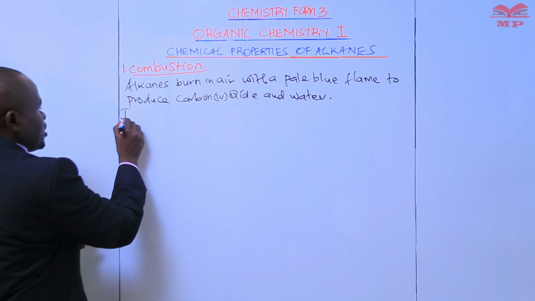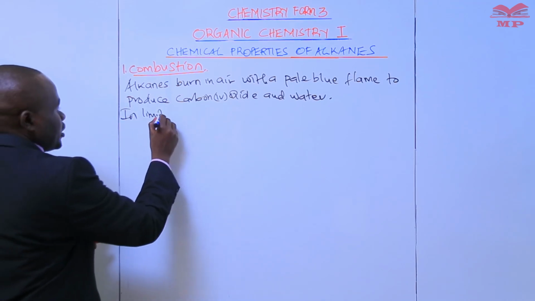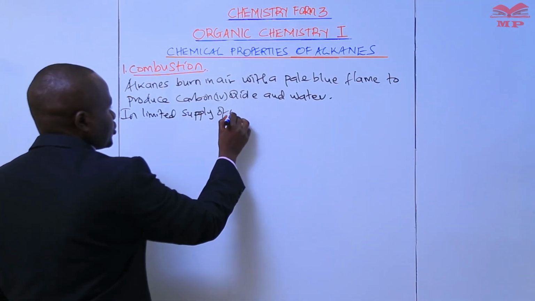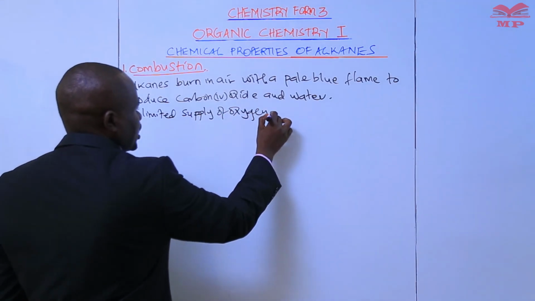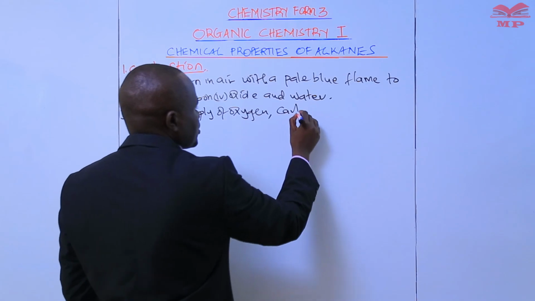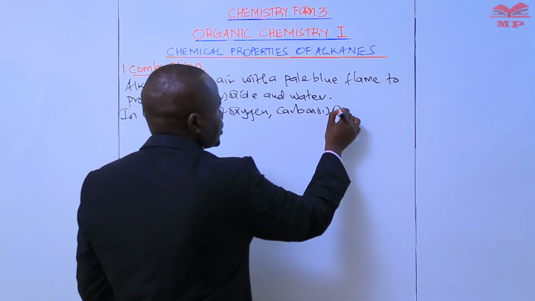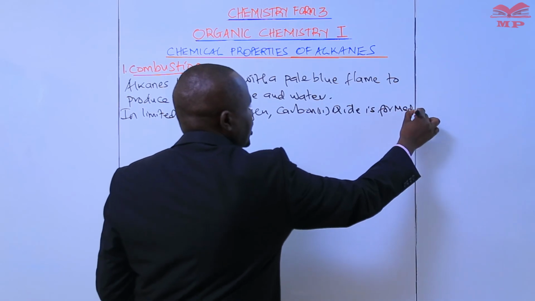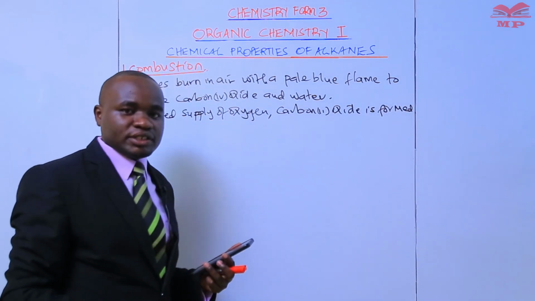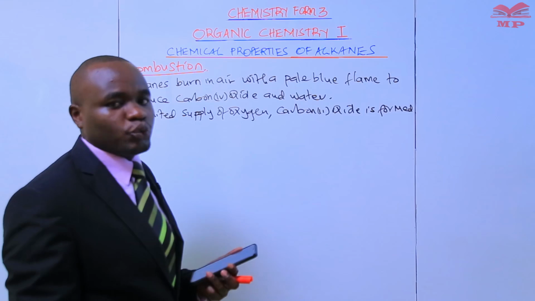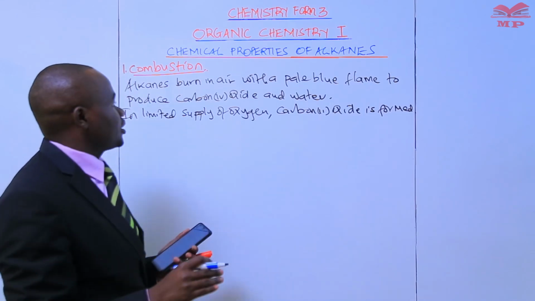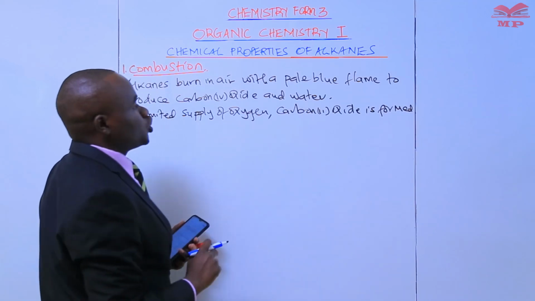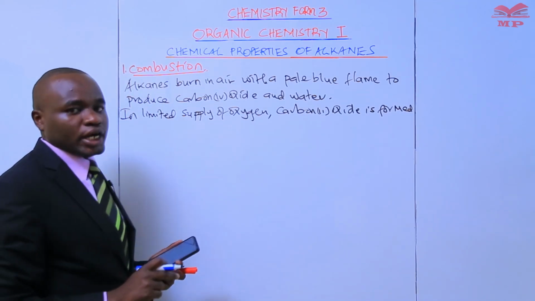So we are saying in limited supply of oxygen, carbon monoxide is formed. But under normal circumstances, that is in plenty supply of oxygen, all alkanes will burn in air with a pale blue flame to produce carbon dioxide and water.